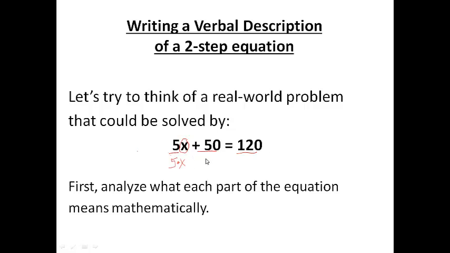Plus 50 just means we're going to add 50 to this answer. By following the order of operations, we've got to multiply first and then add. And then equals 120 means that's the answer to our question. That is the result of our problem.